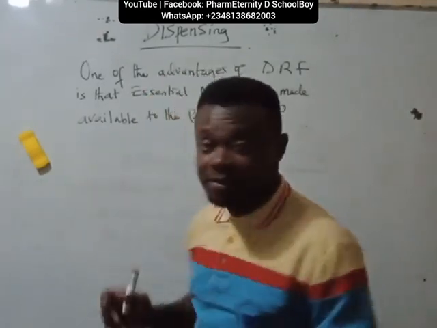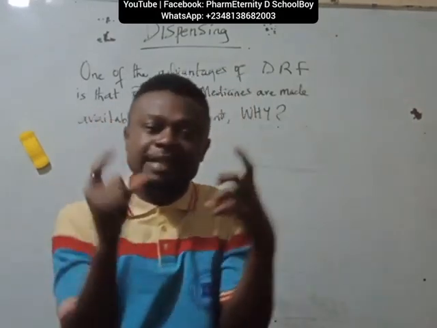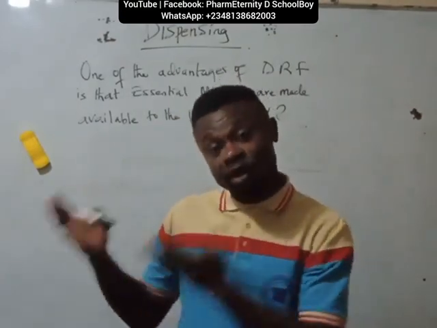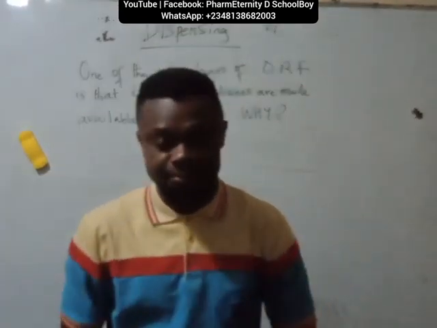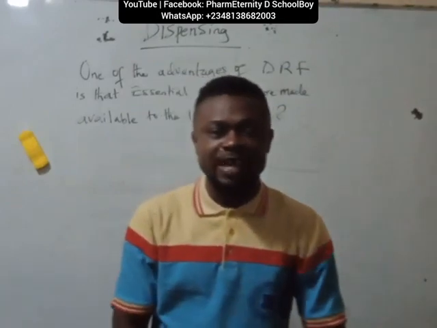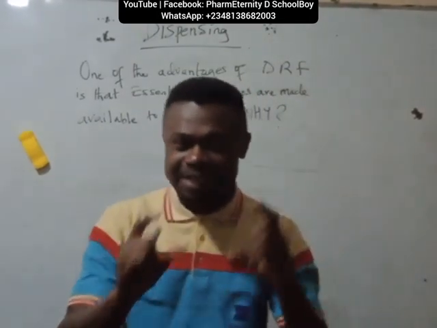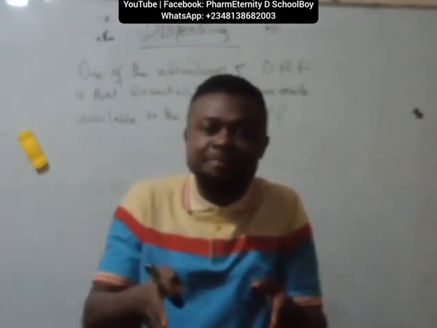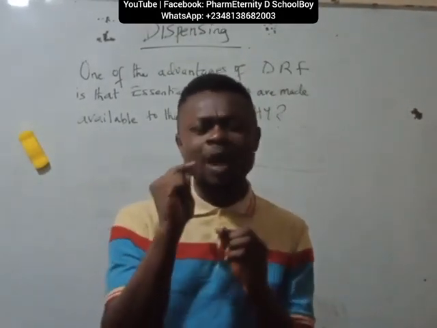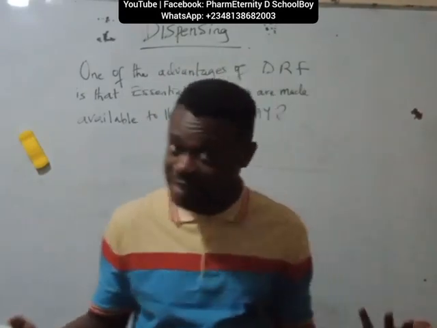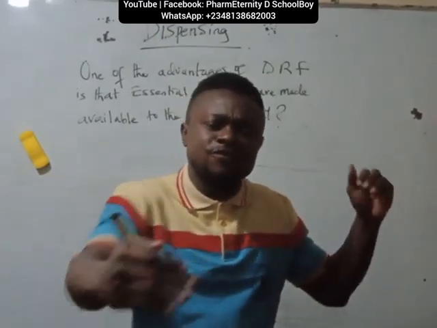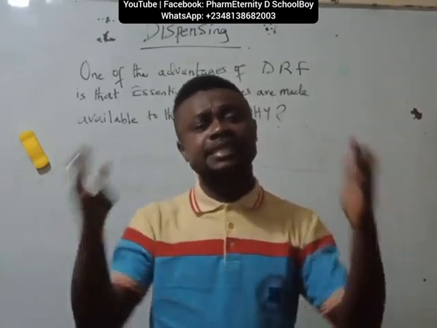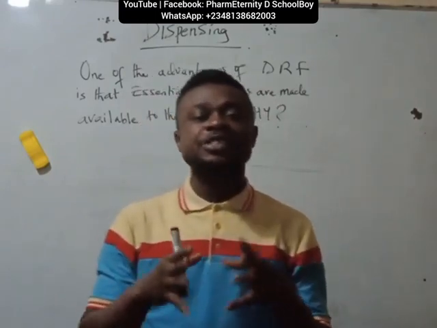Now, the scheme, what actually happens is that a one-time capital investment called seed money can come from the government, from donor agencies, or from participating communities. When this capital is provided, essential, commonly used medicines are purchased. On this purchased medicine, they put a little markup. This markup is not just to make money from it. The markup is to take care of logistics, transport costs, and other costs involved in getting the medicine to the place.